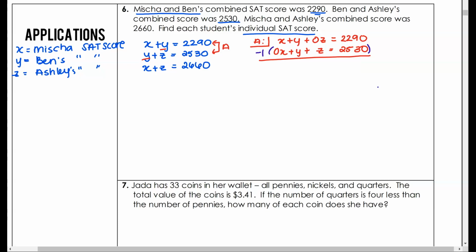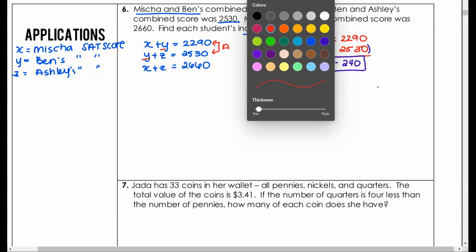So here I'm going to have x minus 0x, which gives me an x. Here I'm going to have my y's, y minus y, so that goes away. And then I have 0 minus z. And then I'm going to have 2290 minus 2530, which gives me a negative 240. So here is my new equation.